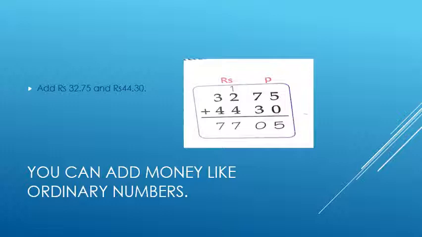Now children, 2 plus 4 is 6. Add 1 carry, it is equal to 7. Now children, add 3 plus 4 is 7. So write 7 there. So in this way you will add. So children, when you add 32 rupees 75 paise and 44 rupees 30 paise, you will get the answer as 77 rupees 5 paise.